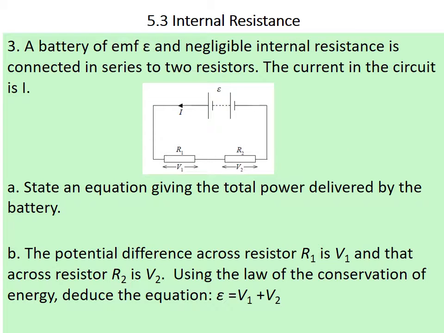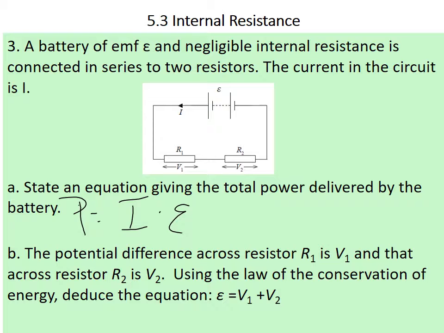Question number 3. A battery of EMF epsilon and negligible internal resistance is connected in series to 2 resistors. The current in the circuit is I. State an equation giving the total power delivered by the battery. This is easy. Power equals current times voltage, and in this case, the voltage of the battery is labeled epsilon.